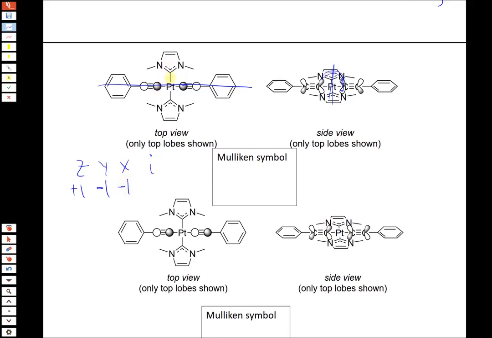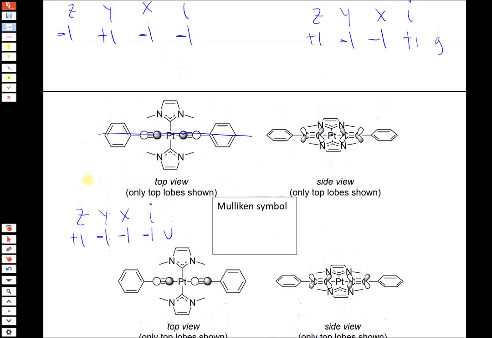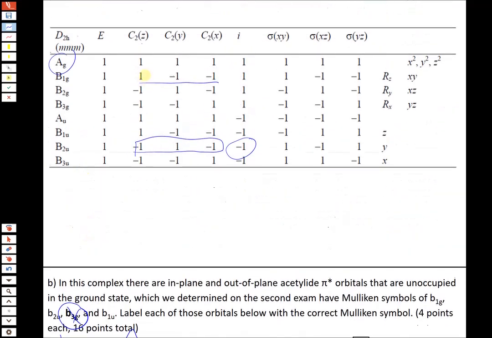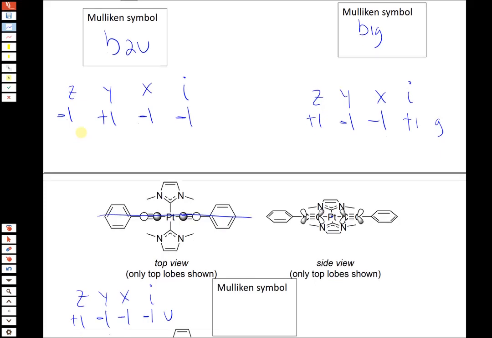And then in terms of inversion, inversion is probably easier to see from the side view here. As we go through the inversion center, we invert opposite phases onto each other. So that's going to also be a U, -1. So we have 1, -1, -1, which, as we said, is B1, but this time it's going to be B1U because of the asymmetry with respect to inversion. So this one's our B1U.